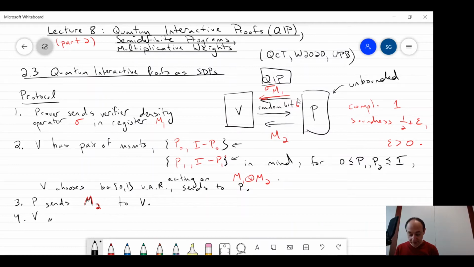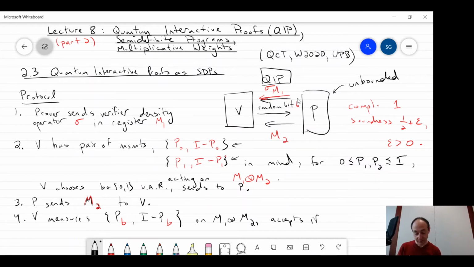The verifier measures which one? Well, PB, so you'll note I'll write the B in red. That's the connection between the random bit and the measurements on M1 tensor M2, and accepts if and only if the outcome is PB. So that's the basic protocol, and the only thing we've added is that we've explained what this bit B has to do with anything. It's basically hiding a pair of measurements.